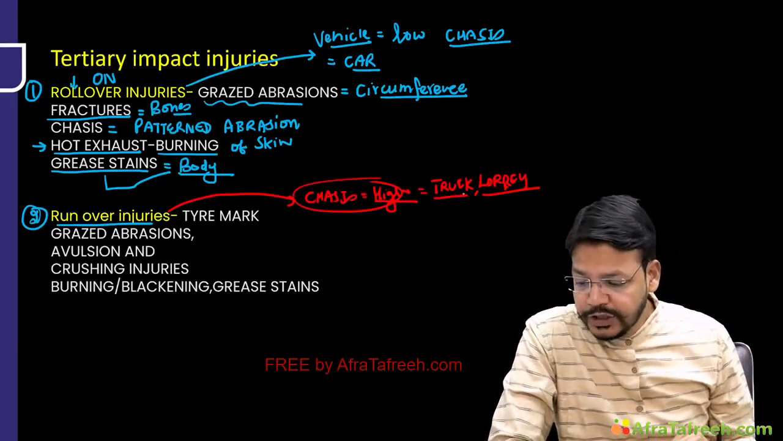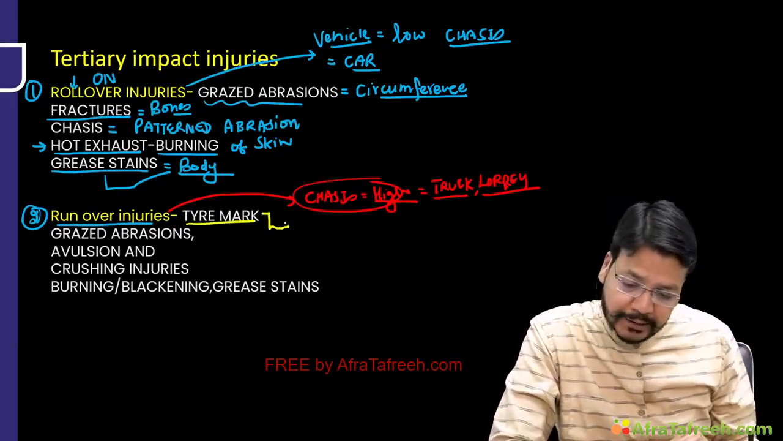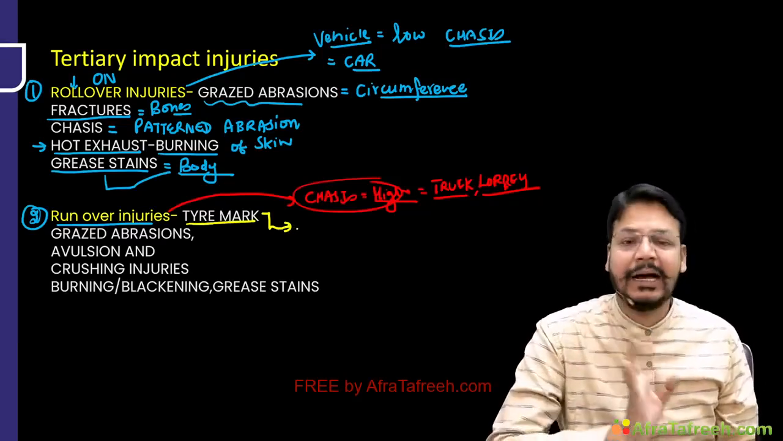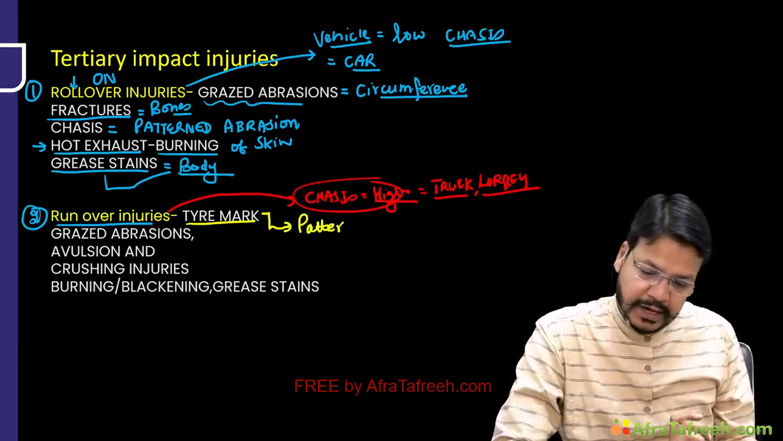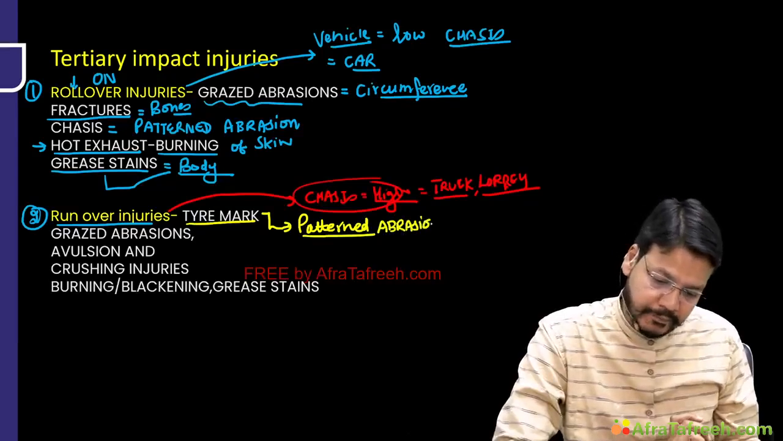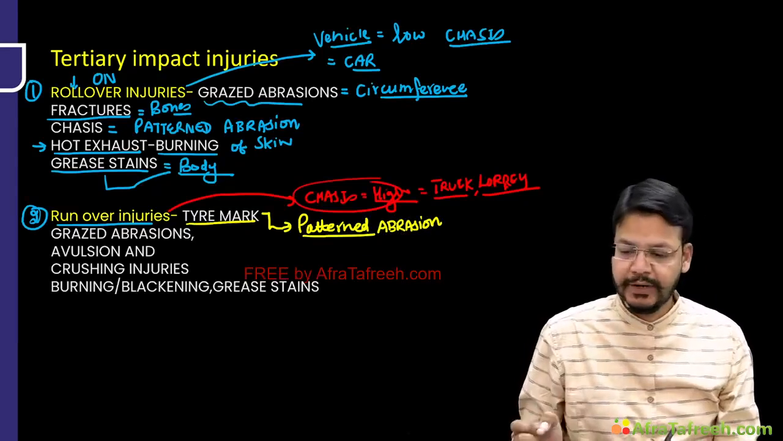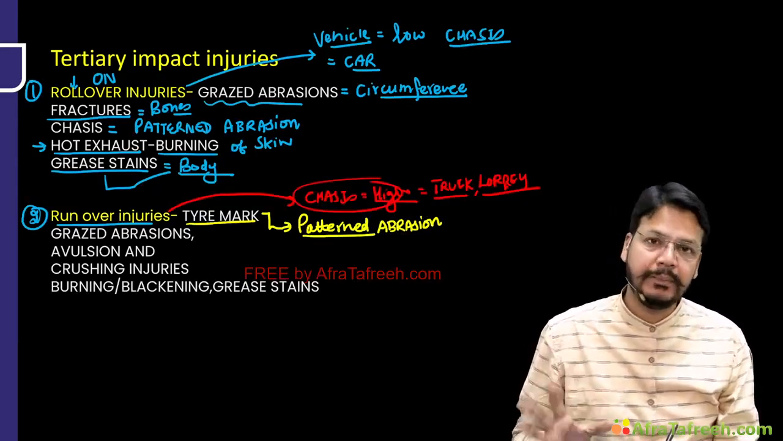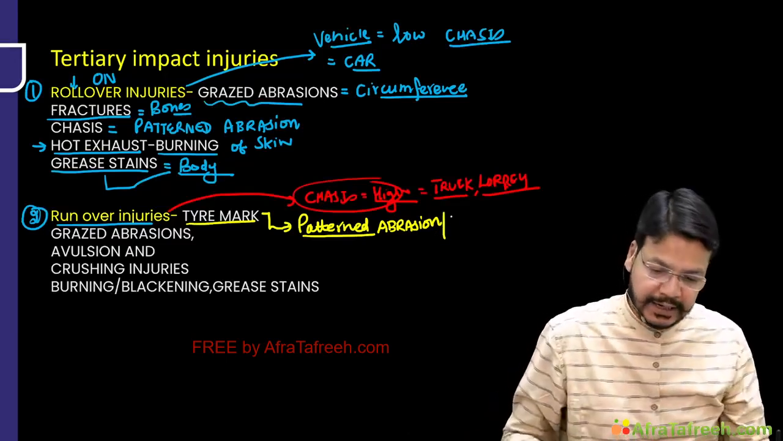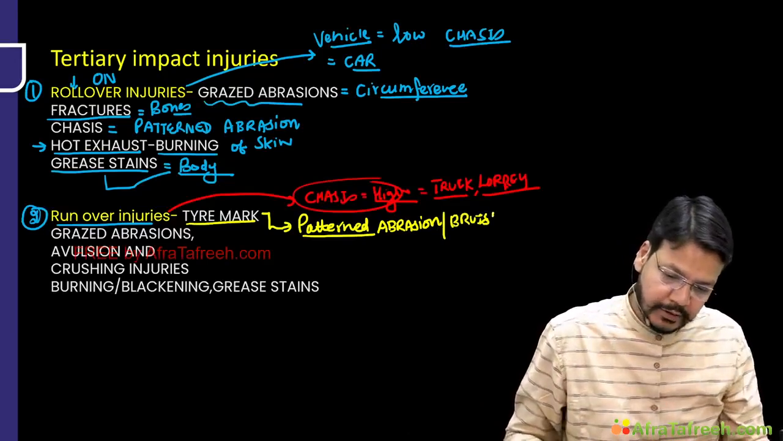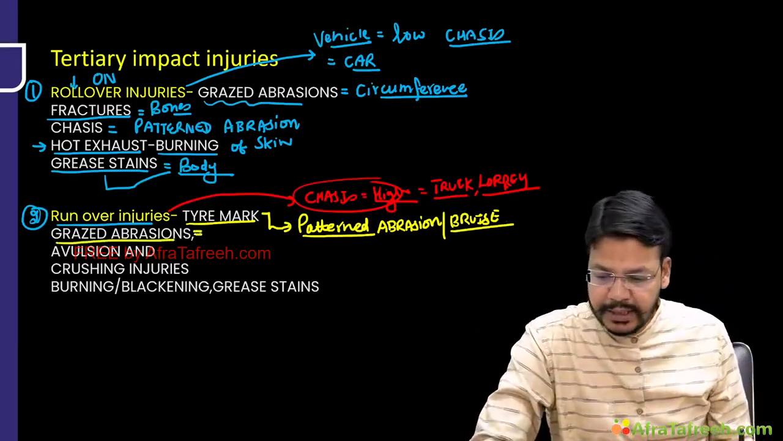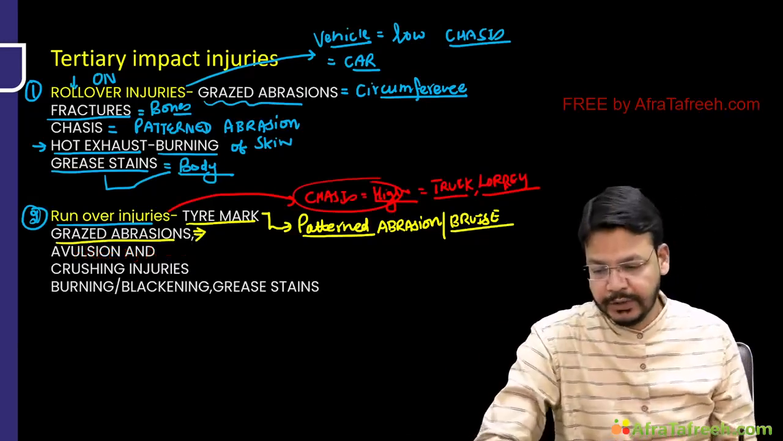Now, my dear friend, listen carefully, the most specific marks are tire marks. Very, very potential. I already discussed, these are an example of patterned abrasion. So, my dear friend, there will be tire marks. Tire marks are an example of patterned abrasion. Or because it is the running over of the vehicle, we can write it is an example of patterned bruise also, intradermal bruise also, because of the heavy object. Grazed abrasion, multiple grazed abrasion on the body.